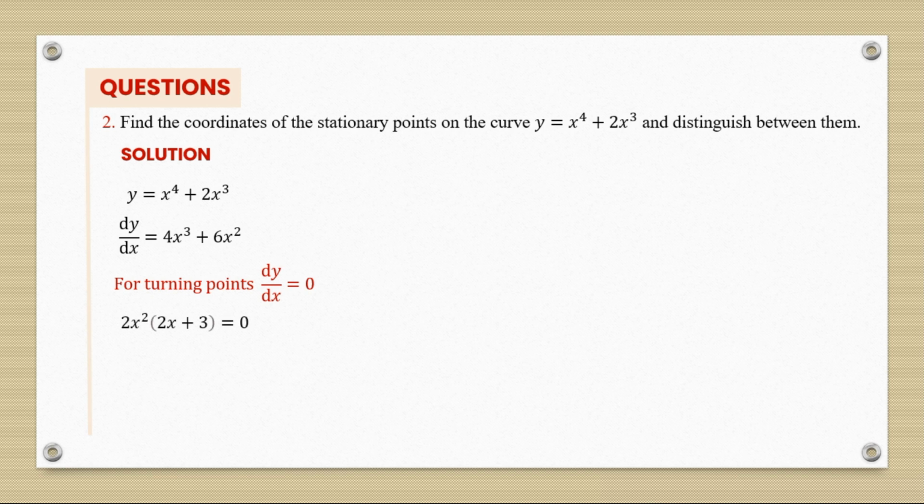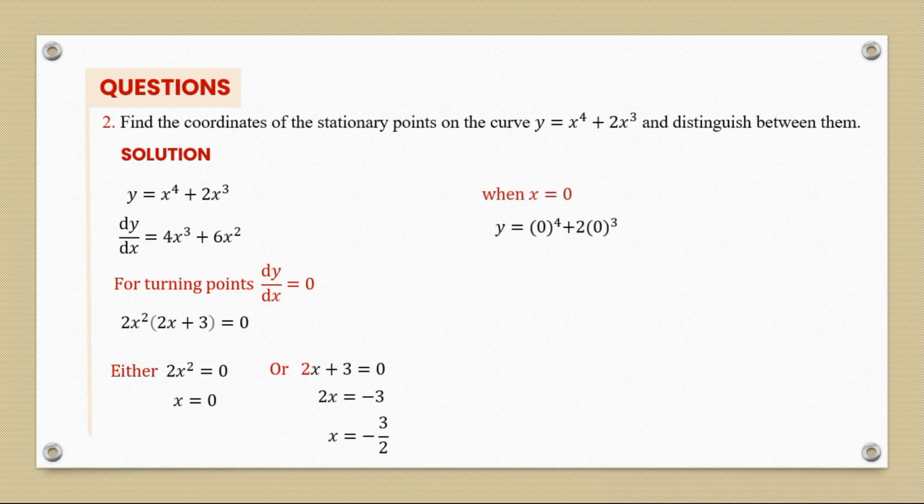I can factorize out 2x squared into 2x plus 3. So you can have either 2x squared equal to 0, so x is equal to 0, or 2x plus 3 equal to 0, of which x shall be equal to -3/2. When x is 0, y is equal to 0. So the turning point is (0, 0). Let's find the nature of this turning point.